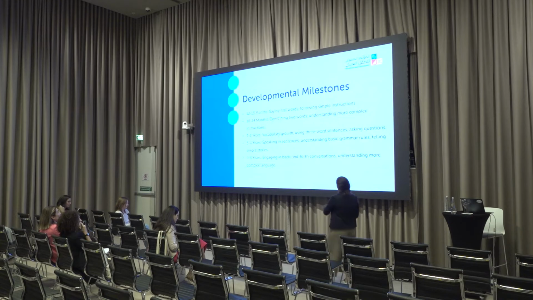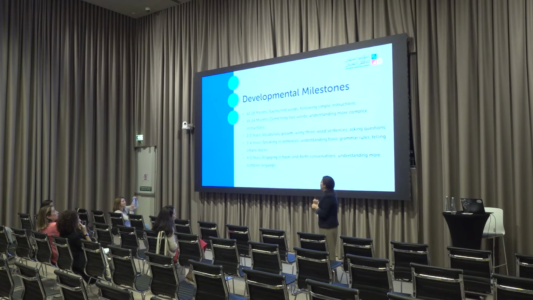Okay, so just quickly, 12 to 18 months, usually the kids start saying their first words and they start following the first simple instructions. 18 to 24, this is where we start combining 2 words. So by 2 years old, we start combining 2 words and start understanding a bit more complex instructions, not just the normal daily routine, get your shoes, do this, that, but a bit more complex instructions.